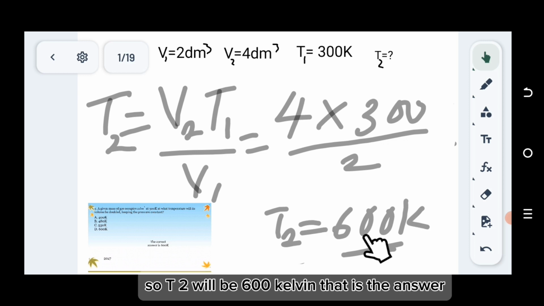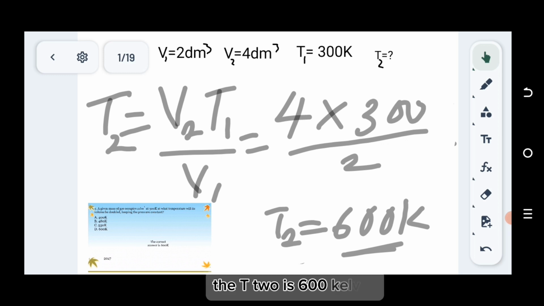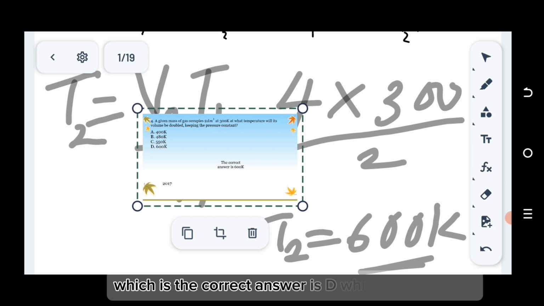That is the answer. So let's go back to the question. According to the question, the T2 is 600 Kelvin, so the correct answer is D, which is 600 Kelvin.